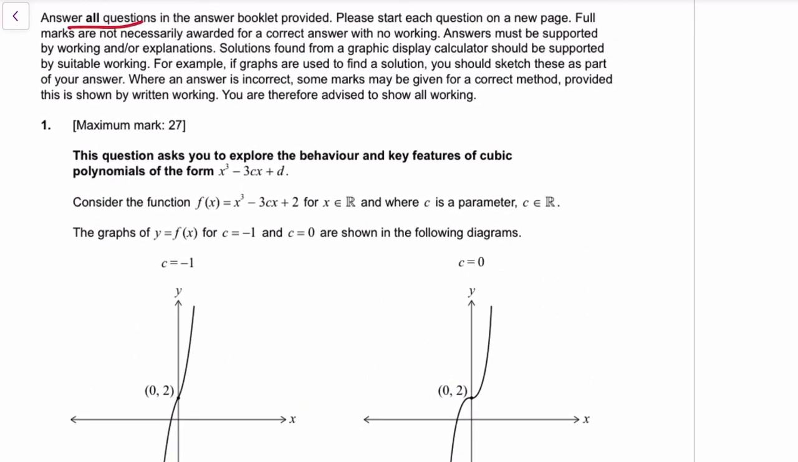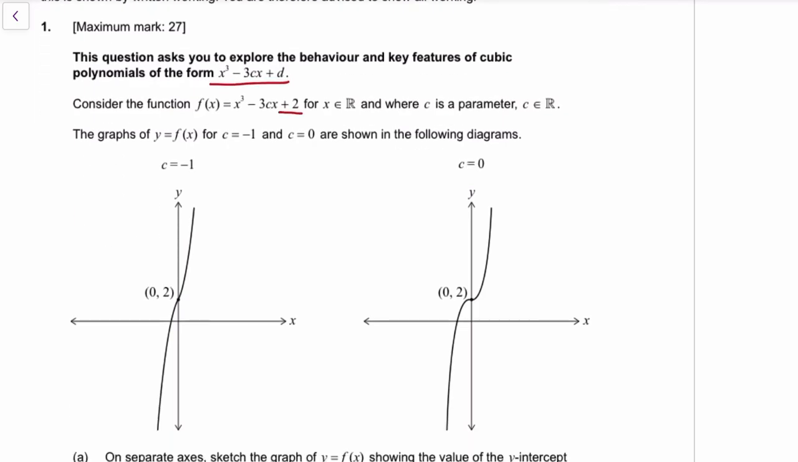Okay, so you're supposed to do all of them. You have no choice. You cannot choose one of them to do. The question asks you to explore the behavior of a cubic in this form. So first we have d being 2, and then what? Oh, c is -1 and 0 in here.